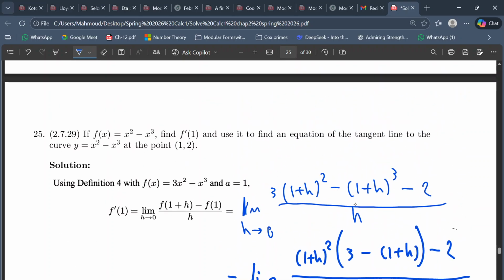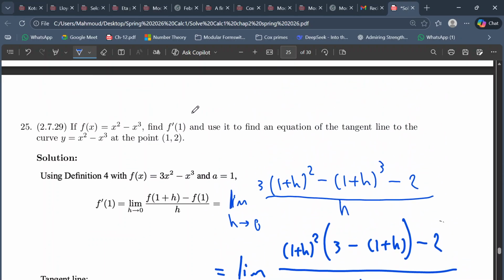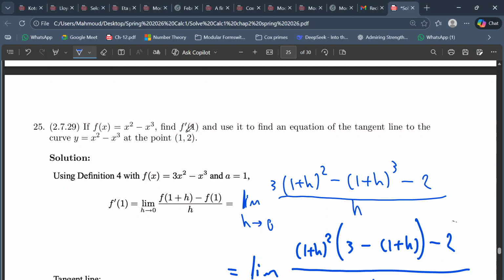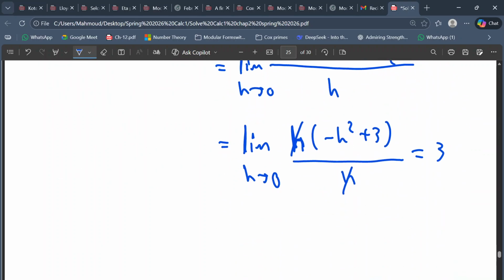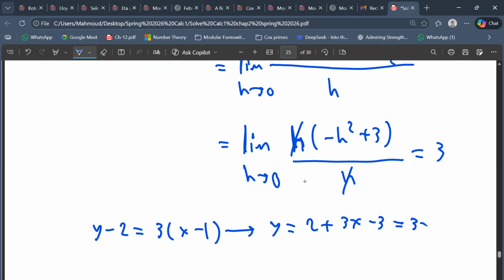So the point is, and use it to find an equation of the tangent line to the curve. We have the point, it's here, 1, 2, right? So y minus 2 equals 3 times x minus 1, right? This becomes y equals 2 plus 3x minus 3 equals 3x minus 1. Do you have questions about this? Is it clear?